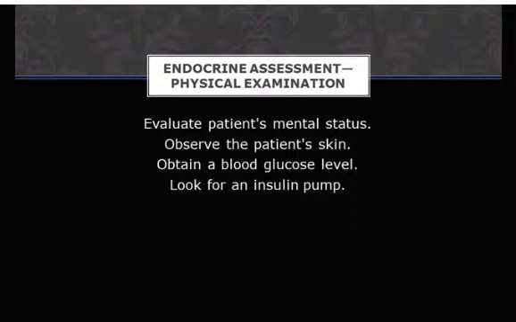Okay. So again, with our endocrine system, we're going to evaluate their mental status, look at their skin. Pale, sweaty skin is a sign that they're in trouble. So look at their skin, check their blood sugar level if your department has that policy in place, and then look for an insulin pump and get that really good history from them.